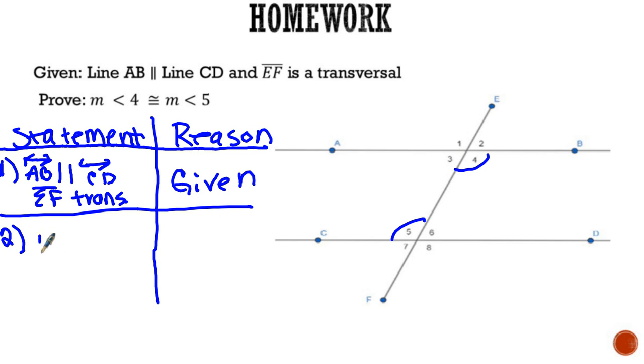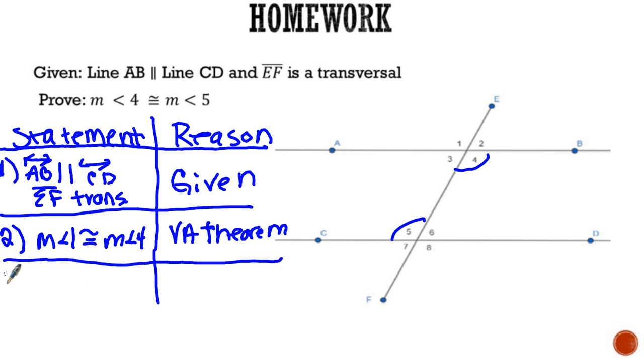I'm going to say the measure of angle 1 is congruent to the measure of angle 4. 1 and 4 are congruent. And that is going to be because they are vertical angles. So we're going to say the vertical angle theorem is in play here. And a theorem is a statement that we know is true and have been proven. And we've proved that one already before.